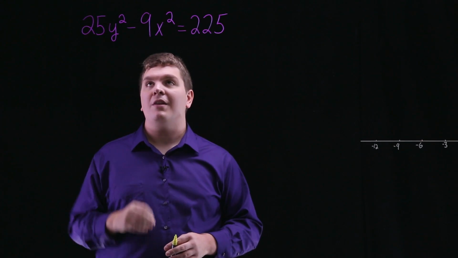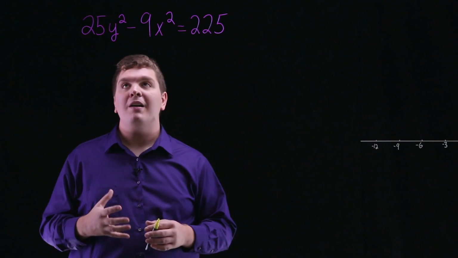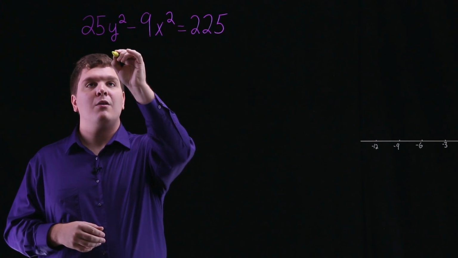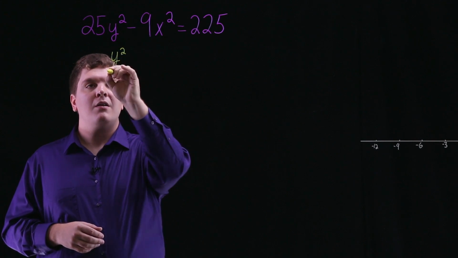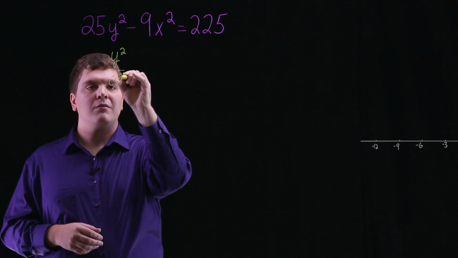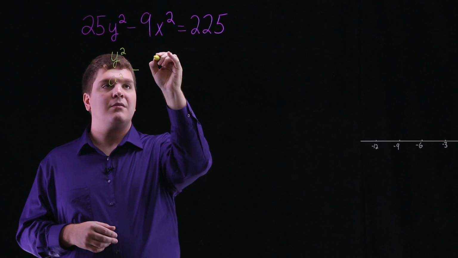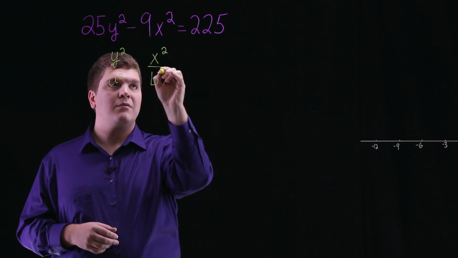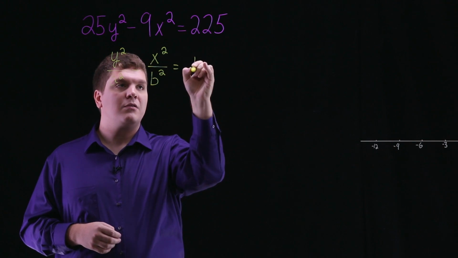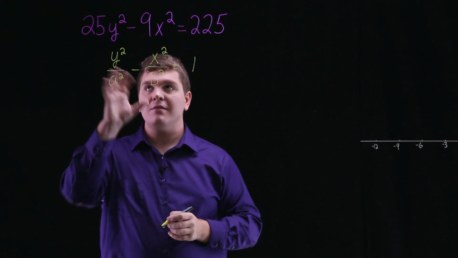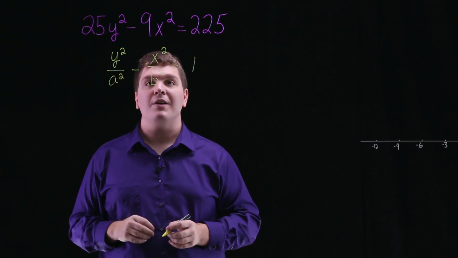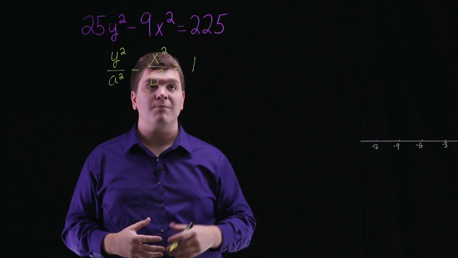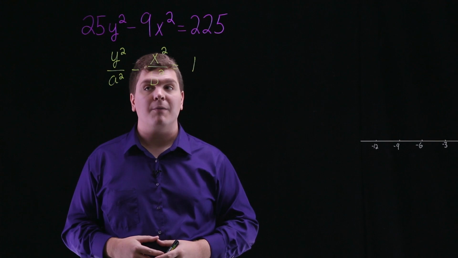Just by looking at this equation, we might say that the standard form that we're going for is going to be something like y squared divided by a squared minus x squared divided by b squared is equal to 1. This is the form that we want to try to write this equation in before we try to find the vertices or graph the hyperbola.